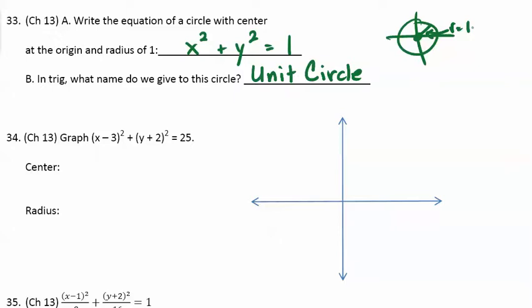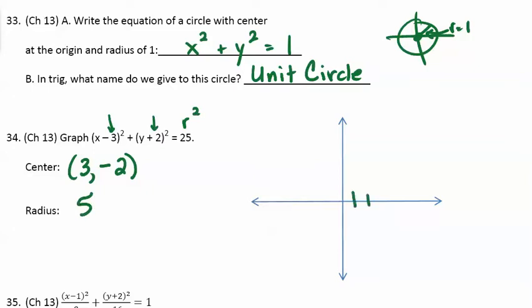Okay. So what happens in question 34? Well, the center is no longer at the origin. What would we have to pick for x to get this back to 0? We would have to choose 3. What would we have to choose for y to get this back to 0? We would have to choose -2. So our transformations slide us in the opposite direction. And the radius, this is r squared, so our radius is 5.